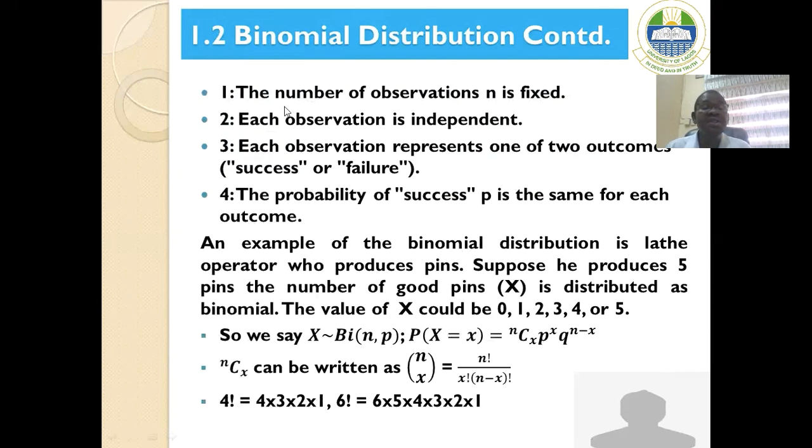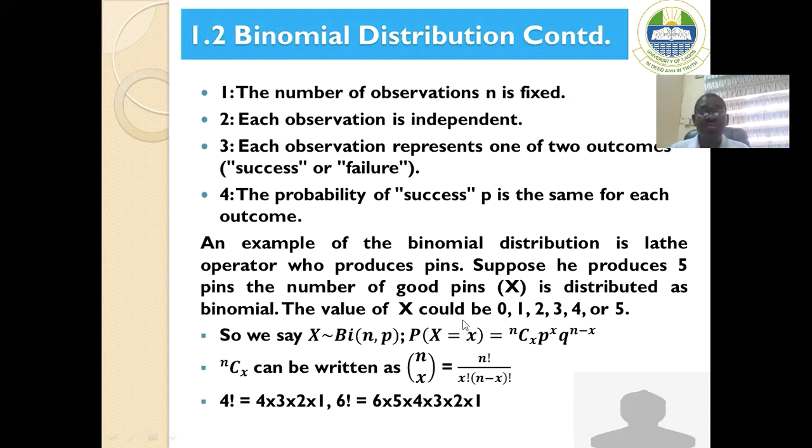Now, this gives the conditions for which a random variable can be binomial. The number of trials is fixed, for instance, 5 trials. Each observation is independent, that is, producing a pin now does not influence the production of a pin later. Each observation has one of two outcomes, success or failure. The probability of success is p. So you can see we are taking all this from the n independent Bernoulli trials we have said before.